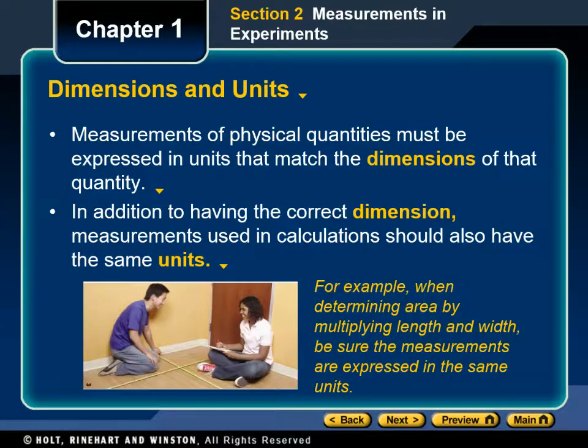Both dimension and units must agree. Measurements of physical quantities must be expressed in units that match the dimensions of that quantity. For example, measurements of length cannot be expressed in units of kilograms, because units of kilograms describe the dimension of mass. It is very important to be certain that a measurement is expressed in units that refer to the correct dimensions. One good technique for avoiding errors in physics is to check the units in an answer to be certain they are appropriate for the dimension of the physical quantity that is being sought in a problem or calculation.